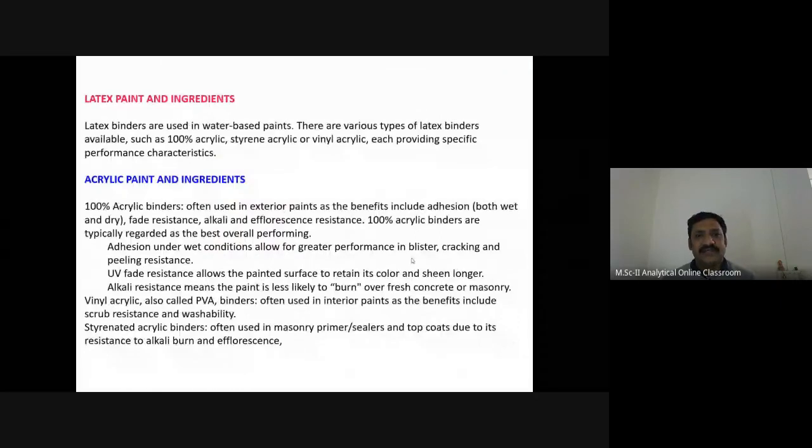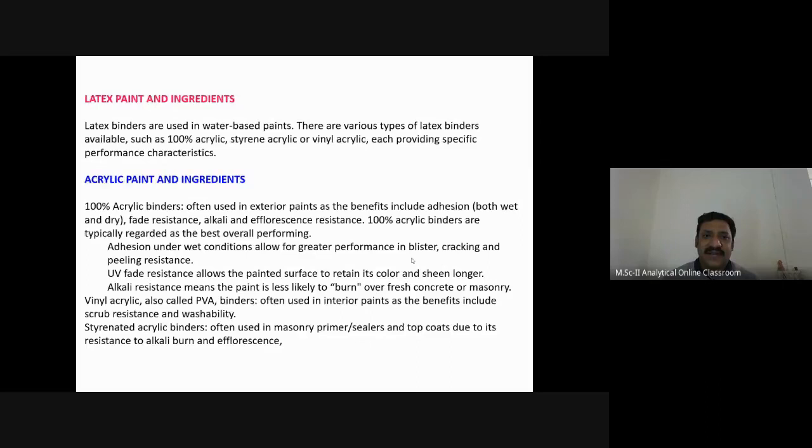So latex paints and ingredients. What is meant by latex? Latex binders are used in water-based paints. So alkyd-based means what? Oil-based. And latex-based means what? It is water-based paint. There are various types of latex binders available, such as 100% acrylic, styrene acrylic, or vinyl acrylic, each providing specific performance characteristics. Okay, so latex paints.